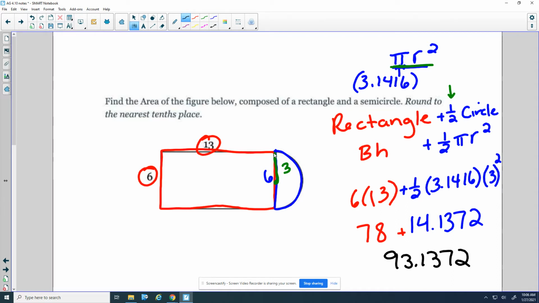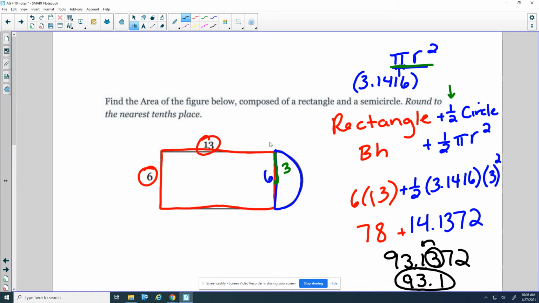And when I add those two together, I get 93.1372. Rounding to the nearest tenths, we're going to look at this number, and that's going to keep it the same because the 3 is smaller than a 5. So this is going to stay 93.1. This would be units squared, but once again, Delta Math takes care of the units for us. So I would just put down 93.1.